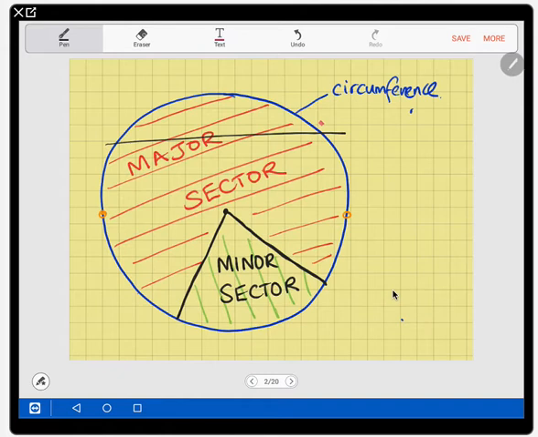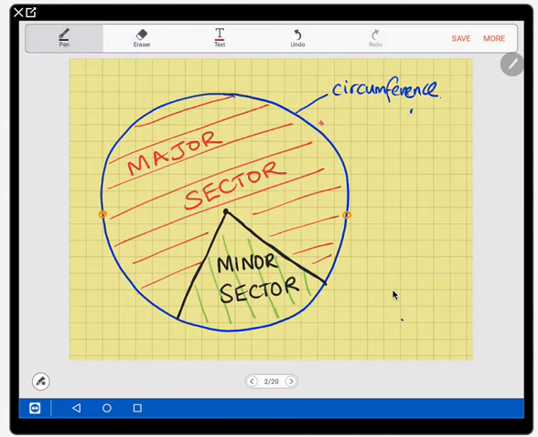Okay? Don't get confused between sector and segment. So when I'm talking about sector, straight away you can see, the circle is divided through the center this time. And when I say segment, the circle is divided into two parts by a straight line, a chord. Alright, so you got that? Fine.